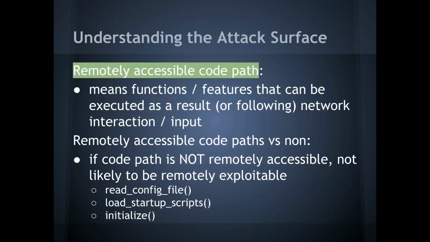So back to remotely accessible code paths. I define it as functions or features that can be executed as a result of network interaction or input. The thing about code paths that are not remotely accessible is that they are not likely to be remotely exploitable. So things that are run on startup, or in a constructor's code, like reading a config file or loading config settings or initializing things, those aren't likely in most settings to be triggered as a result of network interaction.